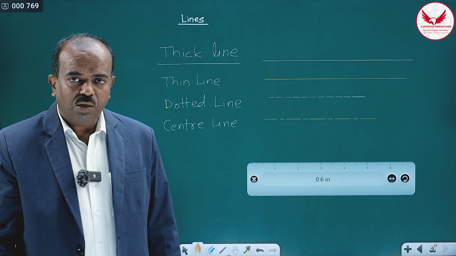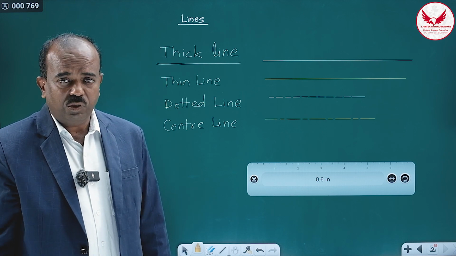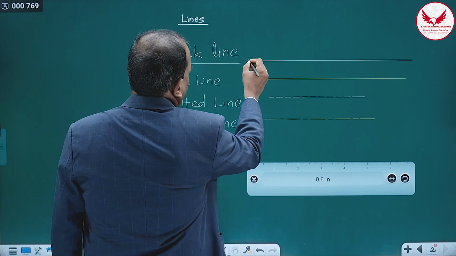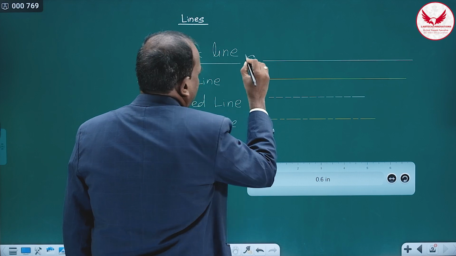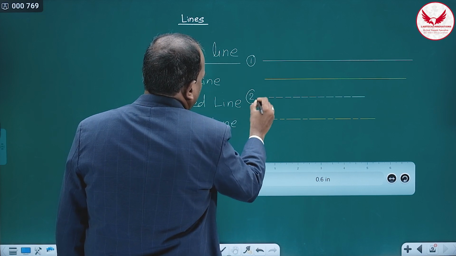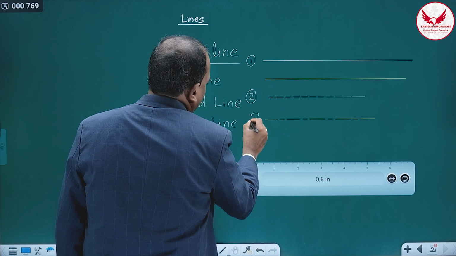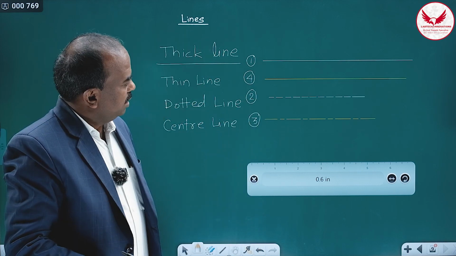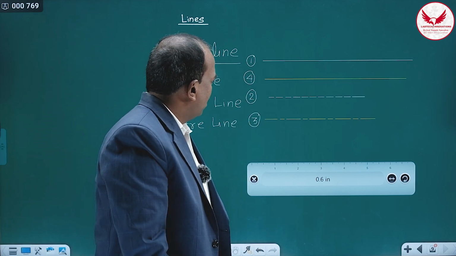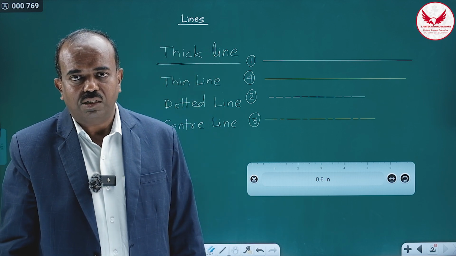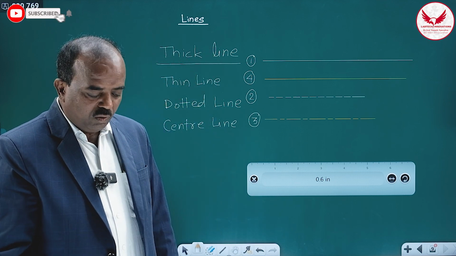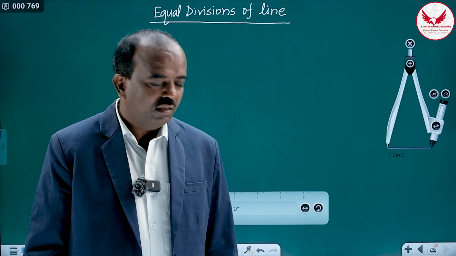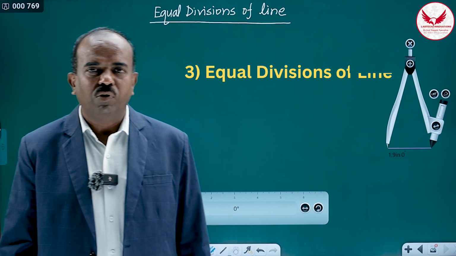Then whenever there is an overlap of these 4 lines, which line should we prefer first? We should always prefer the thick line first. So its preference should be first the thick line, then second preference for the dotted line, third preference for the center line, and the last preference for the thin line. It means if there is an overlap of a center line and a dotted line, the dotted line should be preferred. So like this. If you draw all these lines neatly, your drawing will be excellent. Next basic thing required in graphics is making equal divisions of a line.